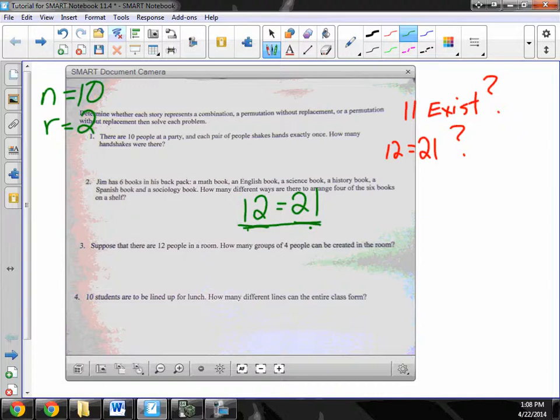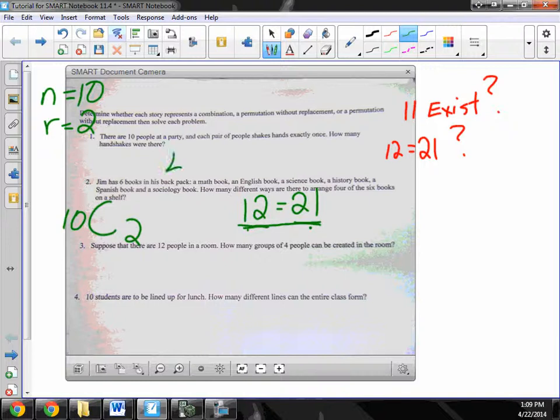If these are the same thing, that means it's a combination. I'm person 1, you're person 2. If I shake your hand and you shake my hand, is that two different things or the same thing? It's the same thing. Therefore, it's a combination. So we use 10C2. That's the answer. What is that? 45.